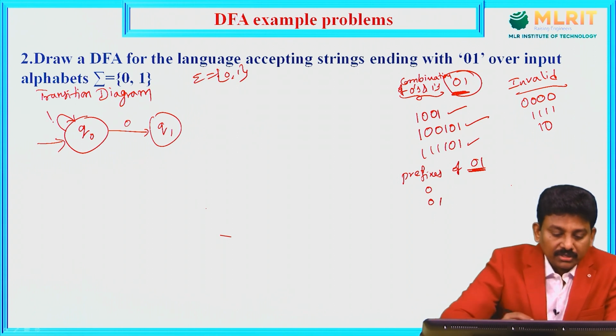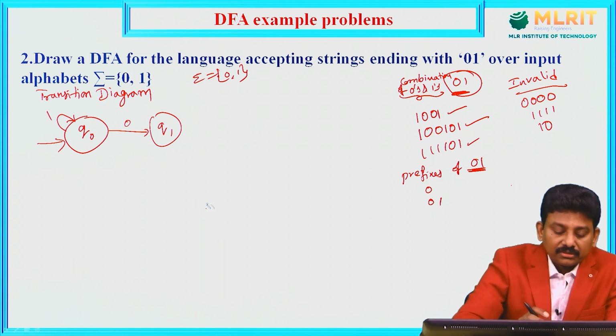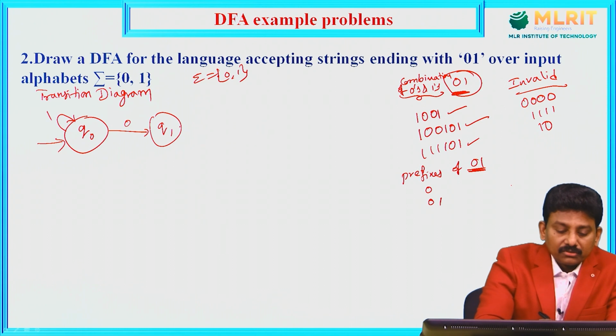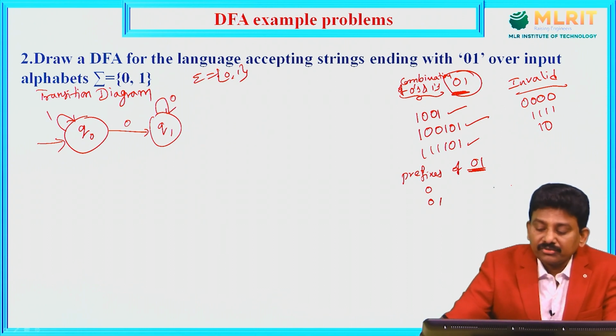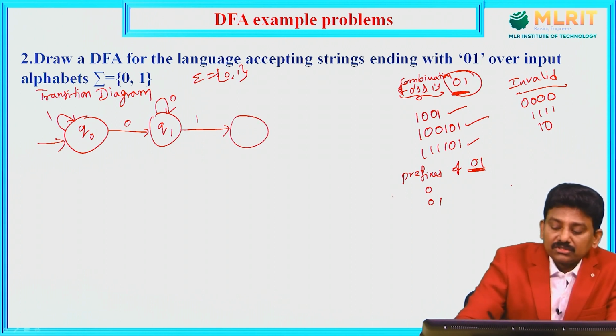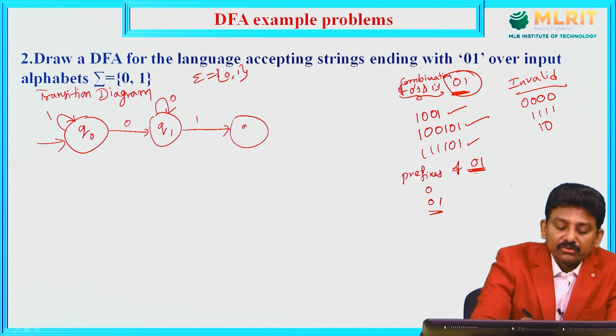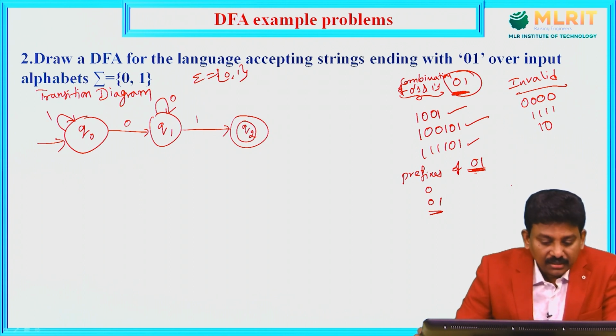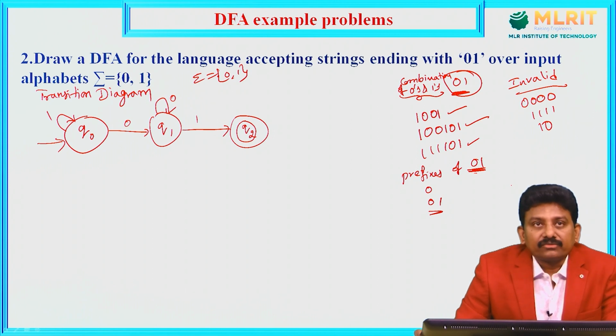In Q1 also you need to define the transition for 0 and 1. In Q1, if you read 0, stay in the same state because 0 is the prefix of 0 1. Q1 is meant for prefix 0. In Q1, if you read 1, the previous symbol is 0 and the current symbol is 1, that is 0 1. 0 1 is a prefix of 0 1, so I can go to the final state. Q2 is the final state. In Q2 also you need to define the transition function for 0 and 1.